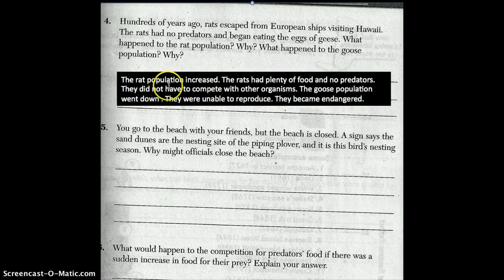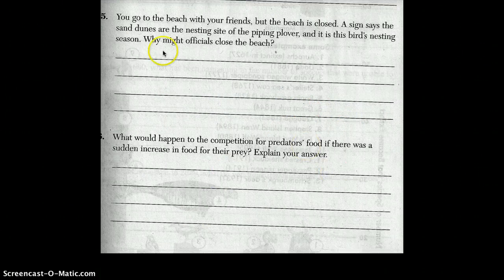So here's what I wrote. I explained why for both questions. The rat population increased. The rat population had plenty of food and no predators. They did not have to compete with other organisms. The goose population went down. They were unable to reproduce. They became endangered, hypothetically.